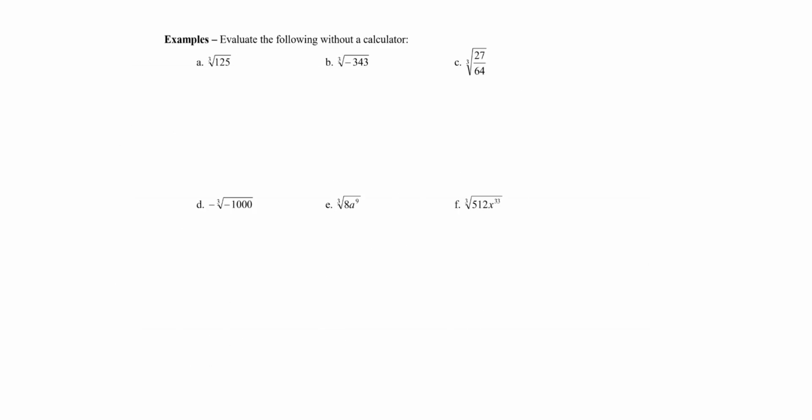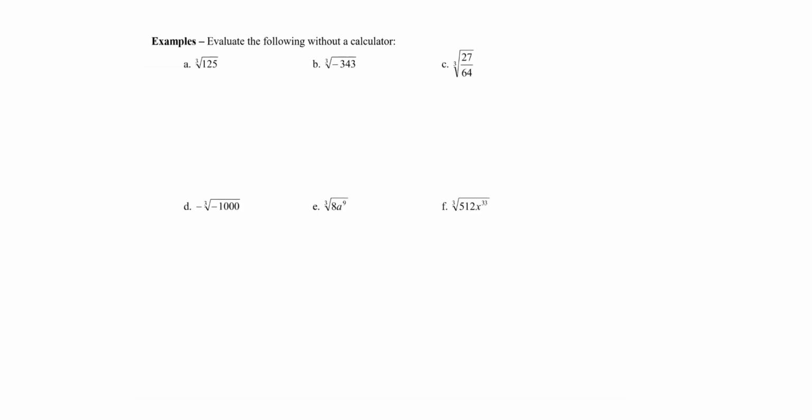Okay, here we're looking for cubed roots. A cubed root is a number that I can multiply together 3 times that will give me the number under the radical. So for the cubed root of 125, my answer is 5. And I can multiply together 5 times 5 times 5.